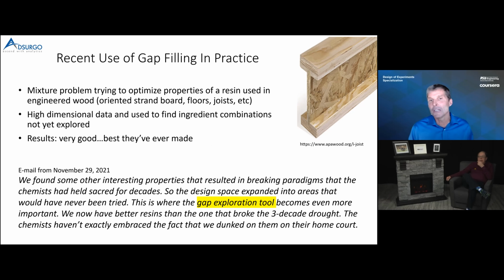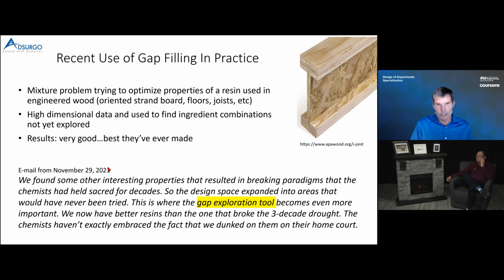In other words, it's pretty easy if you only have 2 or 3 components to see where your holes are, right? But if you have 20 different ingredients that go into something, that's very difficult to visualize. So that's why we are able to come up with these alternatives.